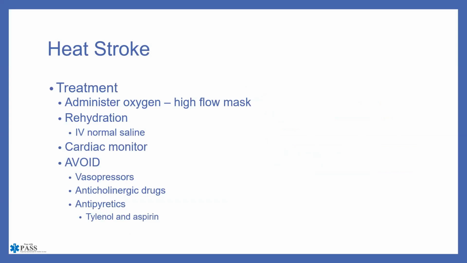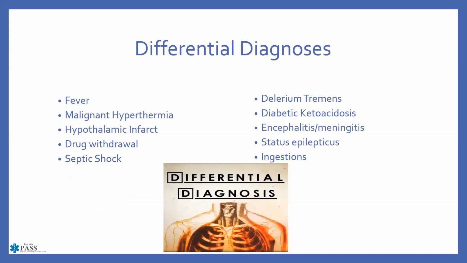So for heat stroke here, administer oxygen, rehydrate them, put a normal saline IV in or lactated Ringer's, whatever you have available to you, and put them on a monitor. Then avoid giving some of these medications. Vasopressors, anticholinergics, and antipyretic medications like Tylenol and aspirin should be avoided in these situations. It is a different mechanism, so don't give these medicines, because that's not why they have an increased temp.